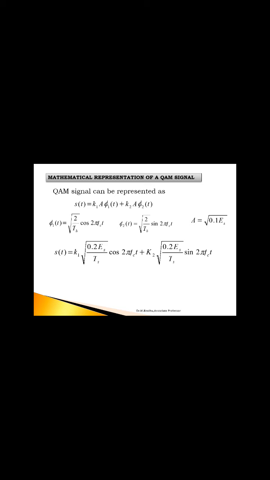How to represent a QAM signal? QAM signals can be represented as amplitude is varied. So here you cannot maintain S as the parameter. So S of t is K1 A phi 1 of t plus K2 A phi 2 of t. What is phi 1 of t? It's multiplied with the cosine signal carrier. Phi 2 of t, the sine signal carrier. What is the amplitude A? Amplitude A is going to be 0.1 root ES, where ES is the energy content of the signal. So you replace this now: 0.1 into 2 becomes 0.2 root ES by TS, and you can find it out. You can replace ES by TS as the power of the signal PS.